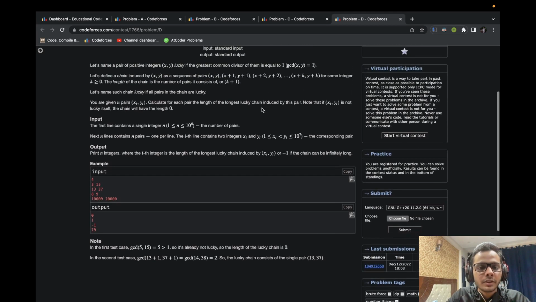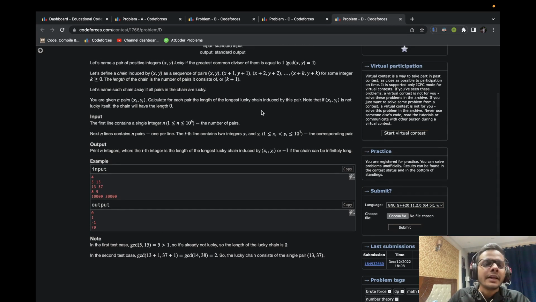Cool. So I hope the problem is clear. Also, it's possible that xi and yi are itself not co-prime. In that case, the answer is going to be 0. And it's also possible that this chain is infinite, that is, it never ends.